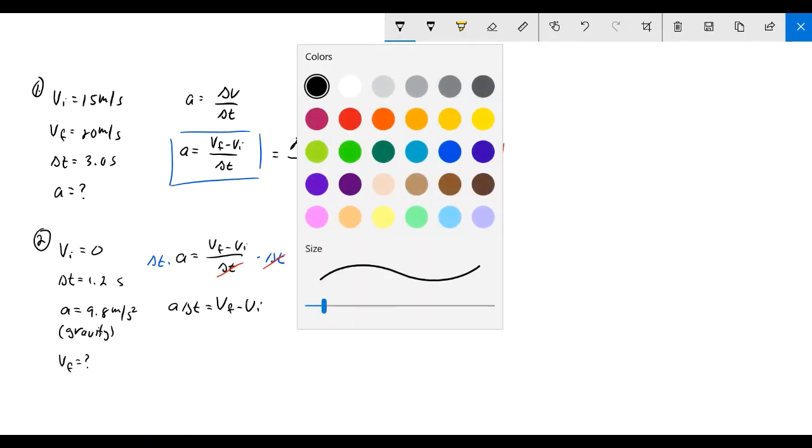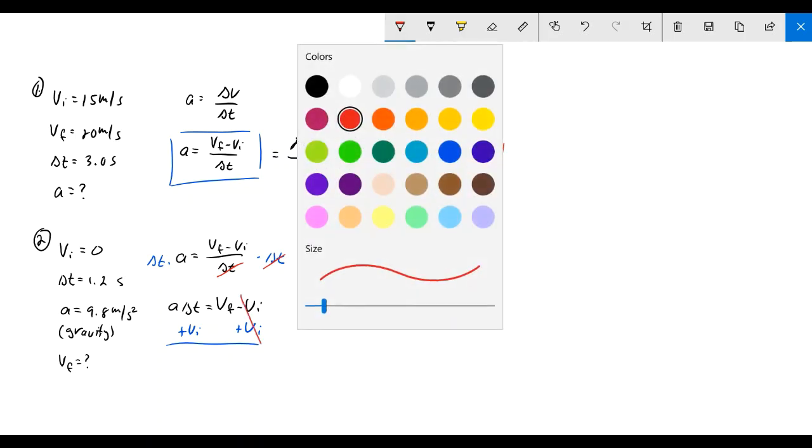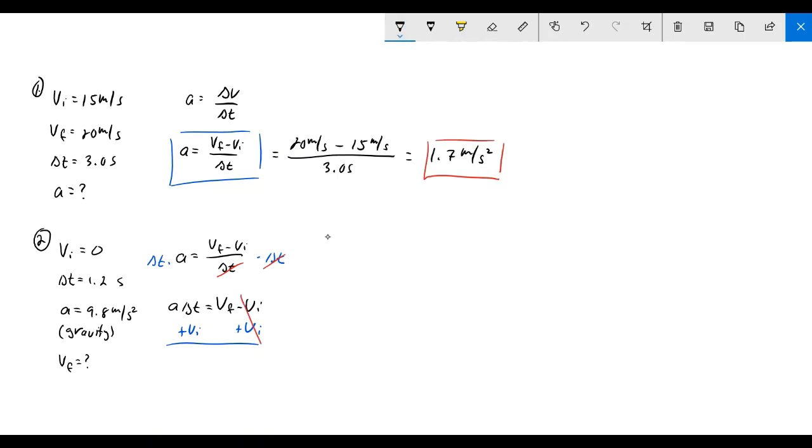And then what I can do from here is solve this for final velocity by simply adding initial velocity to both sides of the equation. And when I do that, it cancels over here. And I have on this side a times delta t plus vi equals vf. I'm just going to rewrite it the other way. Final velocity equals initial velocity plus a times delta t. So this is the equation that will solve this problem.